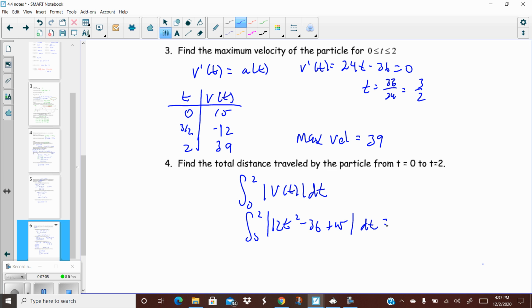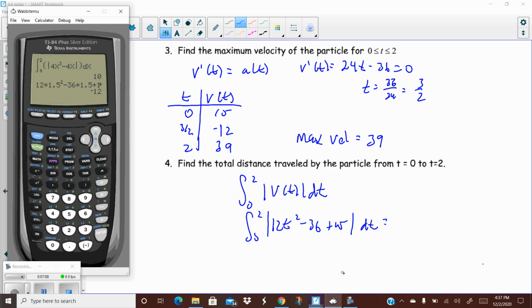So now we're going to use the calculator and do math 9. Integral from 0 to 2 of math num absolute value of 12x squared minus 36x plus 15 with respect to x. I forgot to write a t in there, but that's okay, I'll write it in later. And the total distance traveled was 17.